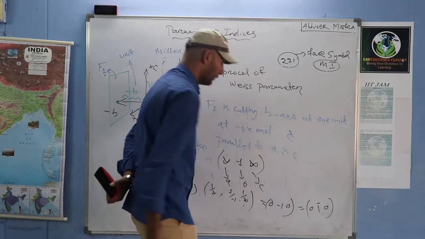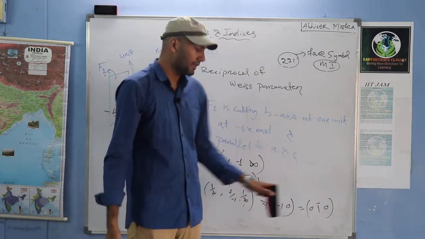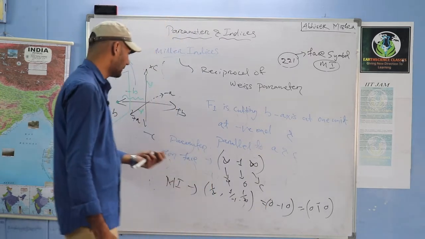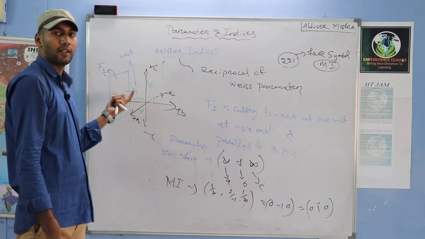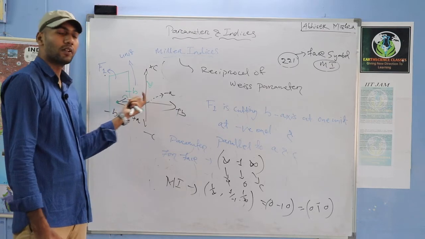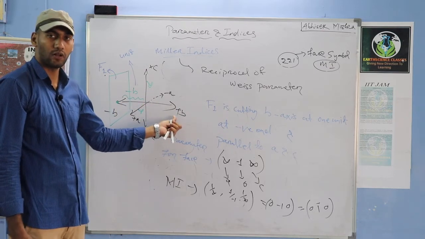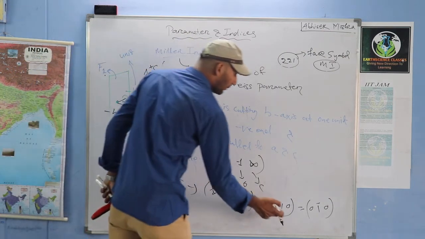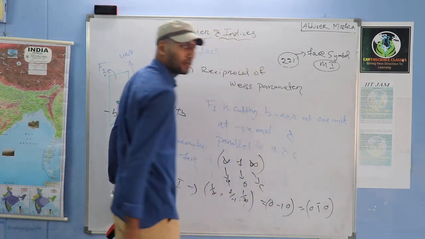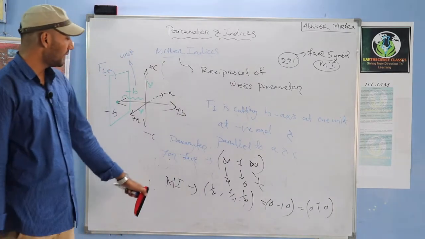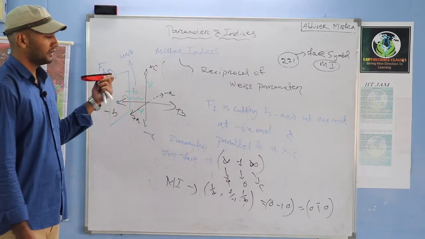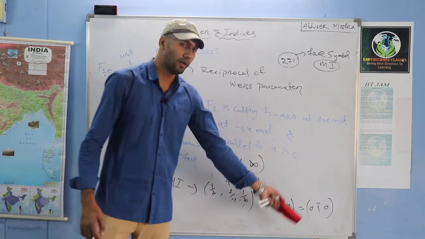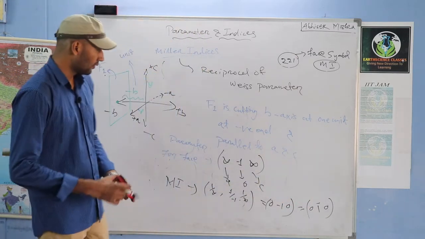0, 1 bar 0. What does this 1 bar mean? This is negative distance, negative unit, negative direction. It is cutting B, but not at its positive end, that means not at right. It is cutting B at left, the negative end. So 0, minus 1, 0, which is 0, 1 bar 0. This is the Miller indices for this phase, or the phase symbol of this phase. 0, 1 bar 0.